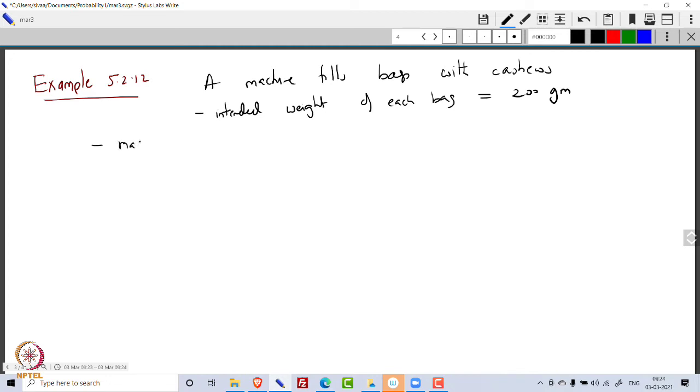The machine has tolerance. It can't precisely put 200. So what it does is it has a tolerance, which is normally distributed with mean, with expected value, with parameter mu equal to 200 and standard deviation sigma equal to 4.